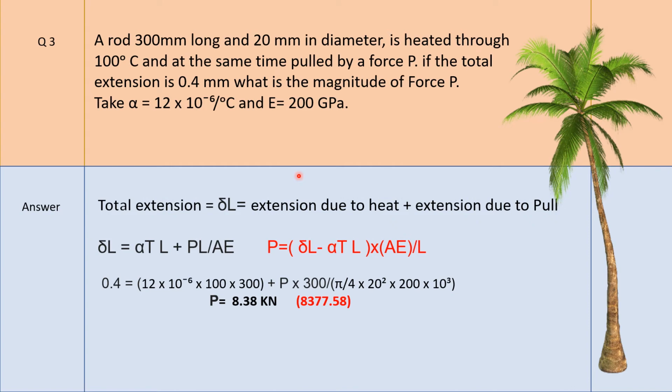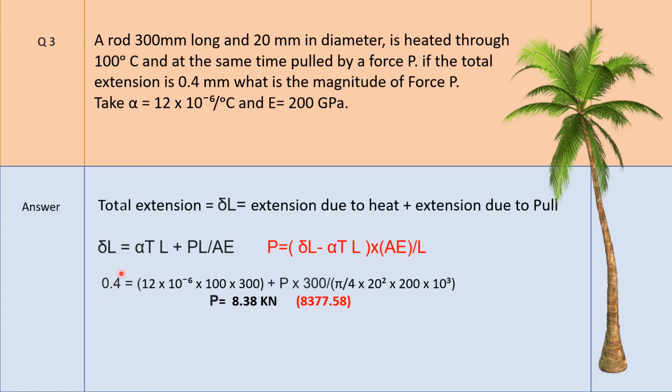Now the total extension delta L will be due to increase in temperature, that is 100 degree, plus due to pulling force P. So the total extension delta L will be equal to extension due to heat plus extension due to pull. So delta L is equal to alpha T into L, this is due to heat, plus due to pulling force P, it will be PL upon AE. And I want to find out P, and delta L total extension given is 0.4.